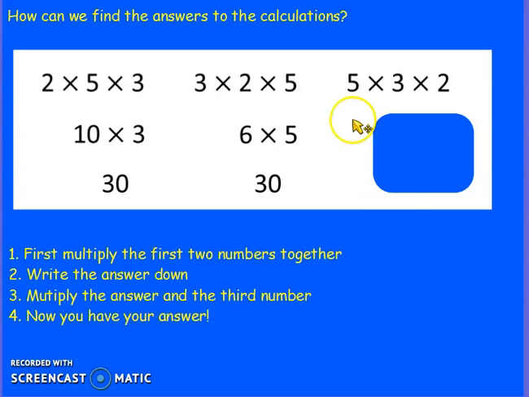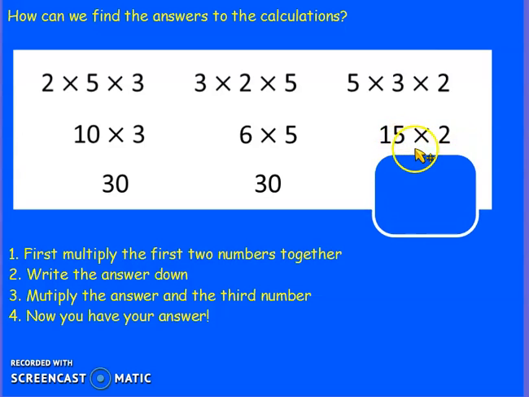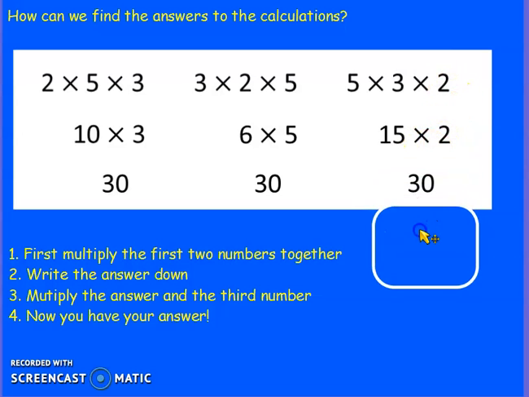The third challenge, 5 times 3 times 2. First we'll multiply the first 2 numbers together. 3 times 5 is 15. Write the answer down and multiply the answer by the third number, 2. 15 times 2 is 30. You can see that we've got the same answer because it was the same digits in the sum, but just written in different ways.